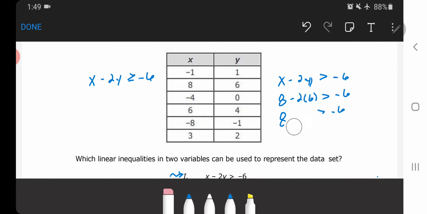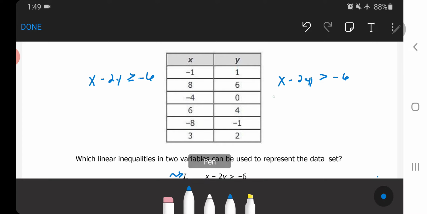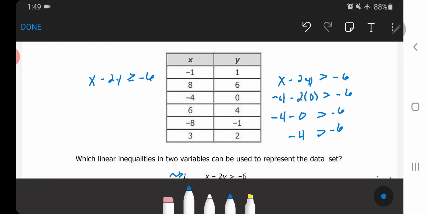Let's plug in our next point. Negative 4 comma 0. So we go negative 4 minus 2 times 0, plugging in for the y, is greater than negative 6. Negative 2 times 0 is 0, so we get minus 0, and negative 4 minus 0 is negative 4. Yes, negative 4 is greater than negative 6, and once again, greater than or equal to negative 6. So that point works out.